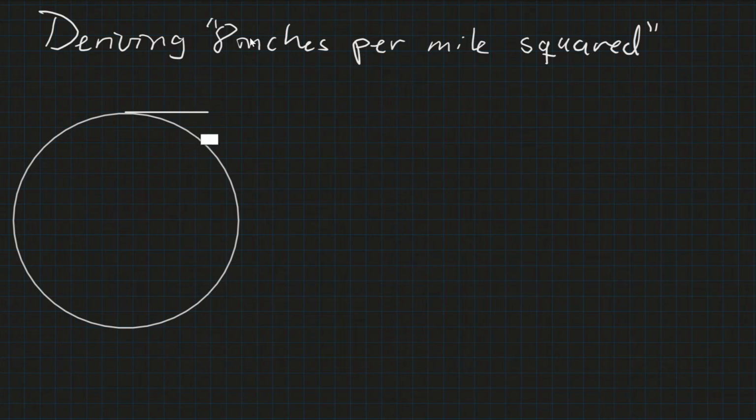So if I draw a horizontal line right here, like so, it has a certain length L. There is a drop here, by which we mean a perpendicular line that hits the surface of the Earth. And the question that the 8 inches per mile squared answers is, given the length of this horizontal line, how large is the drop, d?